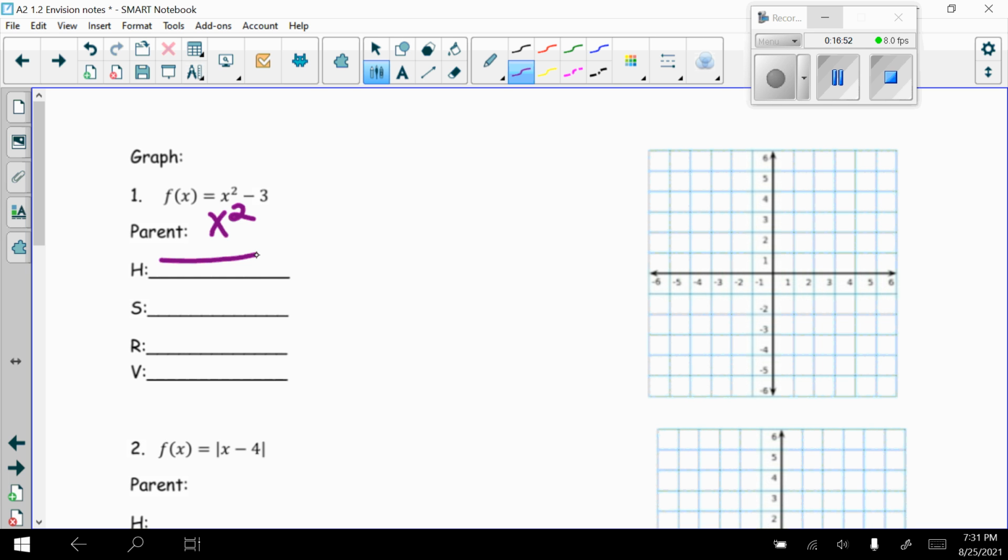If you leave it blank, I think you just didn't know and you didn't answer it, and it gets marked wrong. S, that is a vertical or horizontal stretch or compression. I have to have a number in front of x. I do not have one of those, so I have nothing here. R is a reflection. I only have a reflection if I have a negative a.